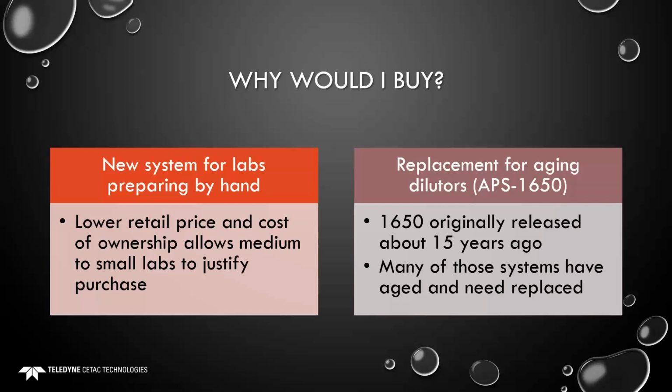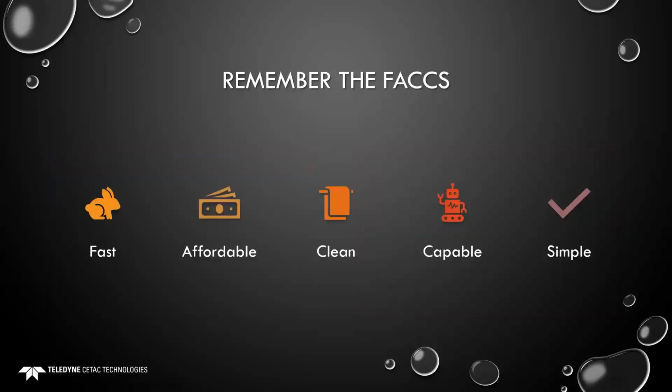They hold up extraordinarily well over time, but many of them are getting to the point where you may want to upgrade. And if you're currently running a 1650, the fact that you can prepare twice as many samples on what is actually a smaller width, so you can save bench space, can be a really nice driving factor for getting an upgrade. And lastly, of course, I want you to remember the facts. The system is fast, it's affordable, it's clean, it's capable, and it's simple.